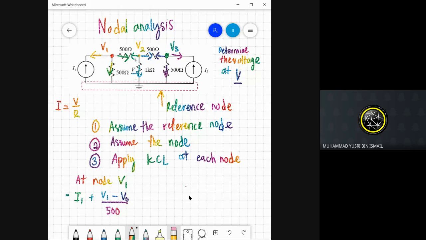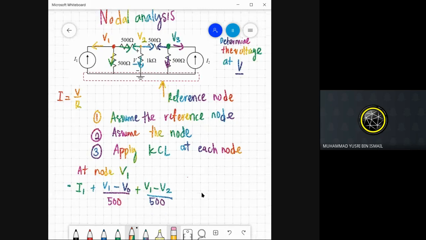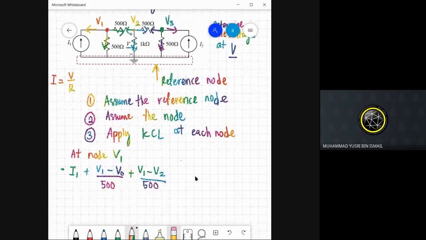Going to the third current flow, which is from V1 to V2, you will have V1 minus V2 divided by 500. Then remember, the summation of all the currents is equal to 0.